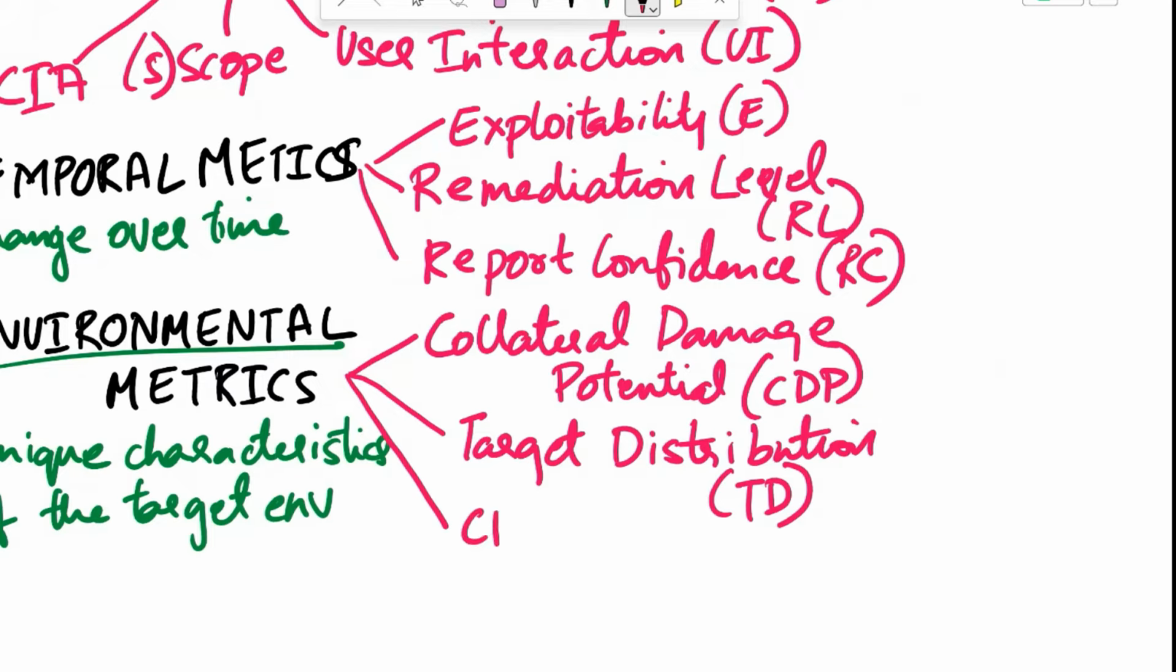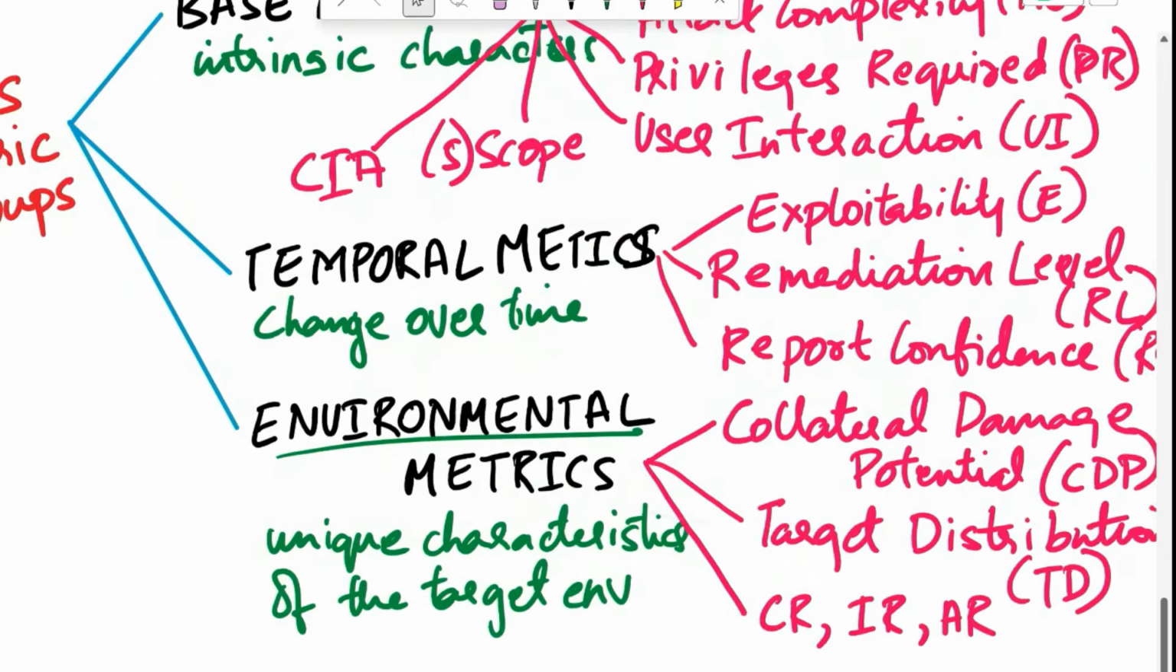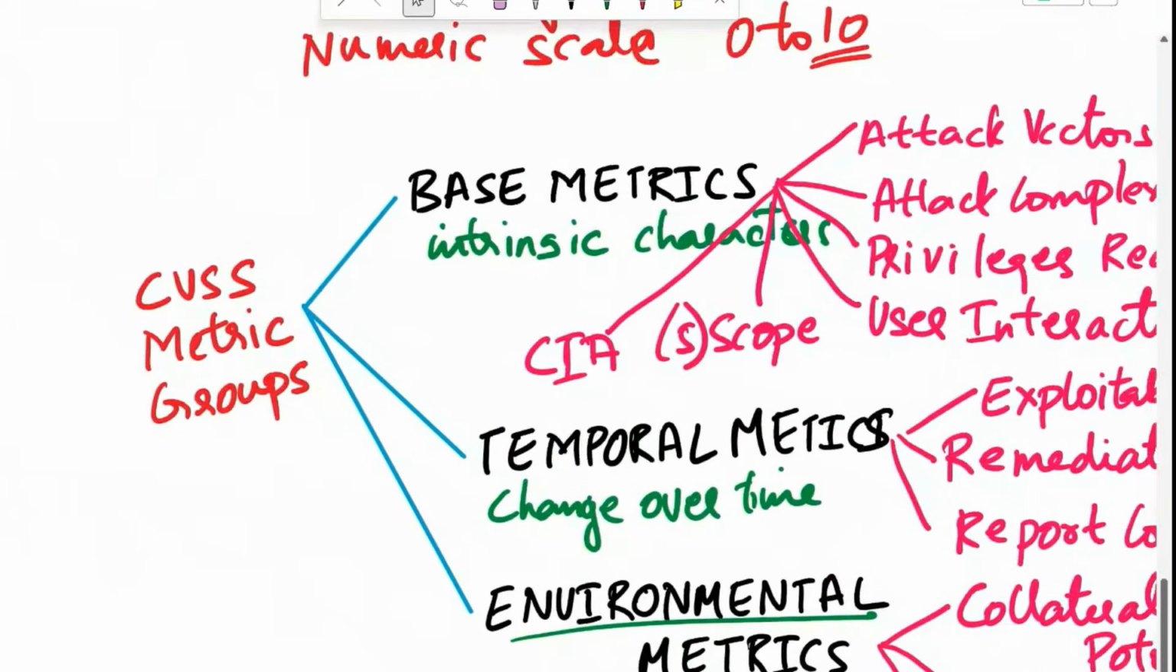Then is the confidentiality, integrity, and availability. These metrics assess the potential impact on the affected system's confidentiality, integrity, and availability in the specific environment. So using these metrics, CVSS calculates a base score and optionally temporal and environmental scores. The combined scores provide a comprehensive assessment of the vulnerability's severity, considering factors like the ease of exploitation, potential impact, and the environment in which it's present.